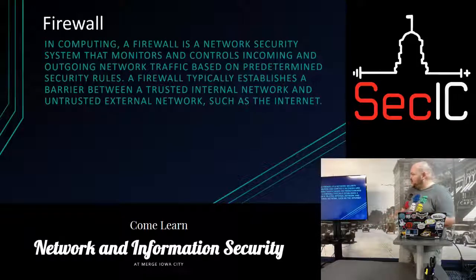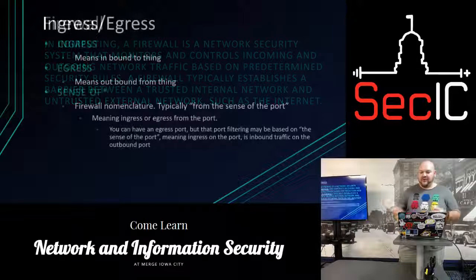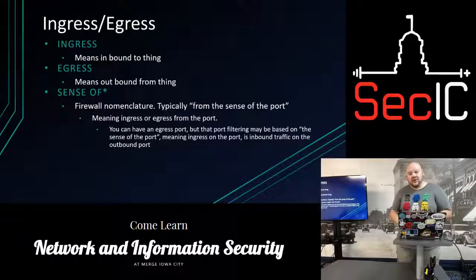Firewall. A firewall is a network security system that monitors and controls incoming and outgoing network traffic based on predetermined security rules. Firewalls typically establish a barrier between the trusted internal network, your LAN, and the untrusted external network, such as the internet. We'll touch on this in a little bit. This is a little bit old school thinking, but that is the definition of a firewall, right? You write some rules, it only lets that stuff go.